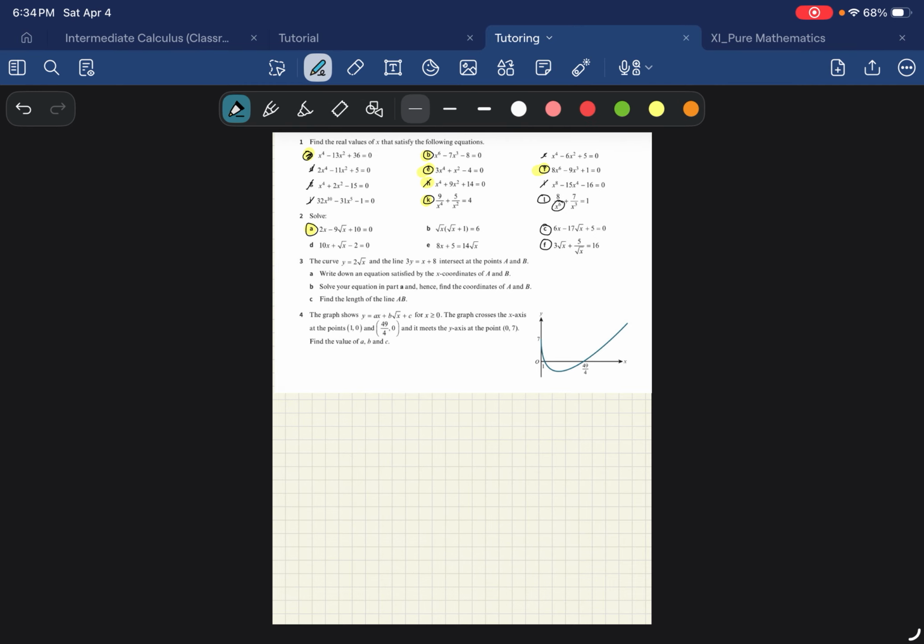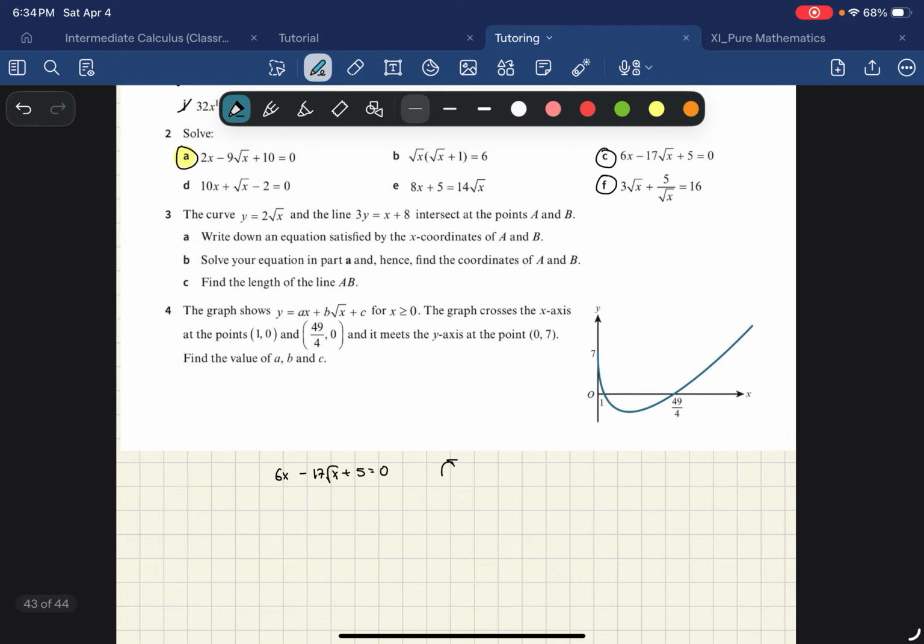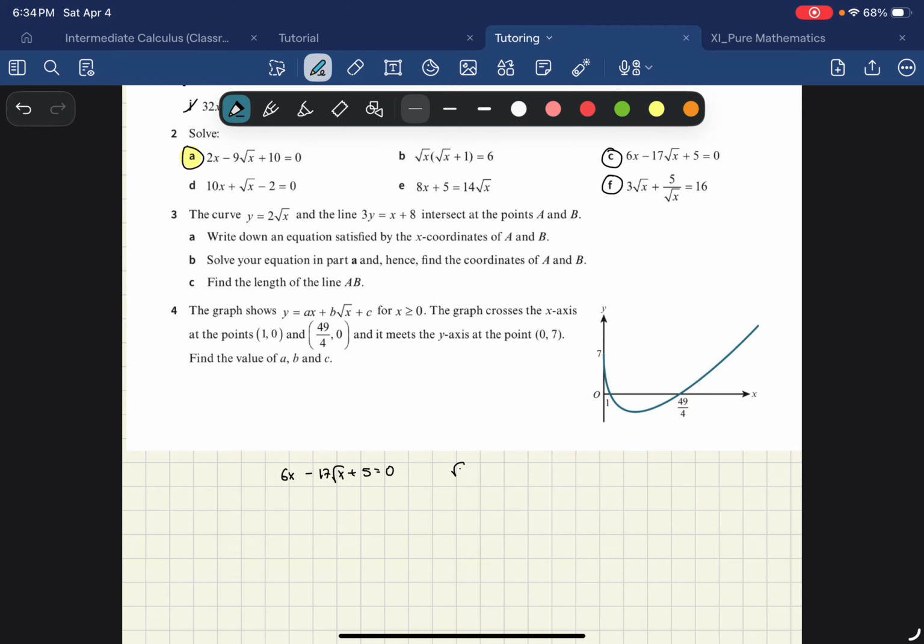Part C is very similar as well. So I have 6x minus 17 square root of x plus 5 is equal to 0. So square root of x is equal to v. For b, you just want to multiply this inside. Square root of x times square root of x is square root of x squared. That is just x.